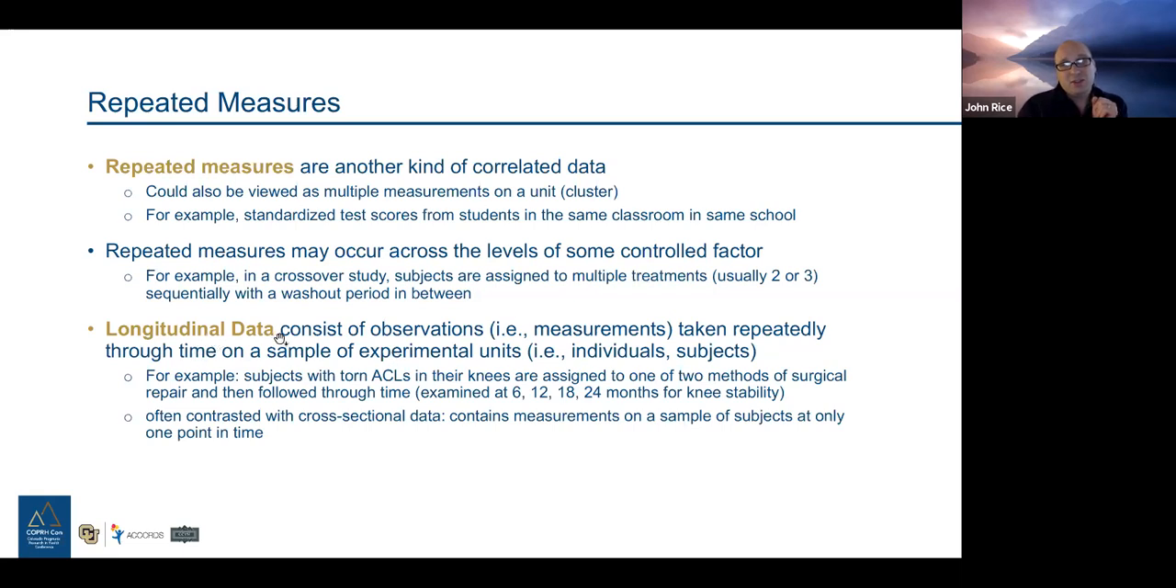And then longitudinal data is data collected over time on a sample of units, which could be individuals or other units. So, for example, subjects with torn ACLs assigned to one of two surgical repair methods and then followed through time. You'd obtain up to four measurements on each of these subjects at each of these time points. This would be contrasted with cross-sectional data where you're only looking at individual patients or units at a certain point in time.